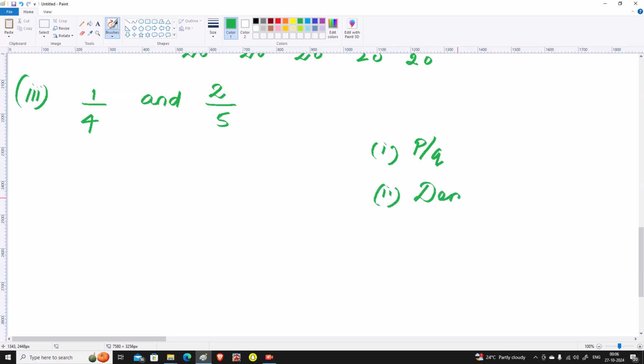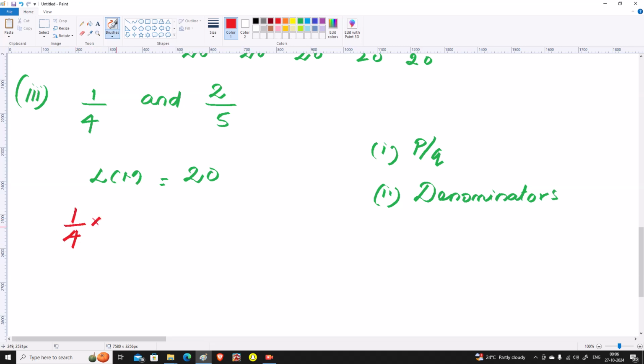Then second condition, check the denominator. When the denominators are same, we are on the correct path. When the denominators are different, we have to convert them into equivalent rational numbers by using the LCM. So here the denominators are 4 and 5. Therefore, the LCM will be 5 fours are 20. Otherwise, you can use a rough column to find the LCM.